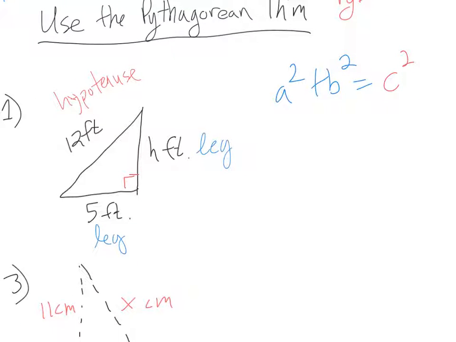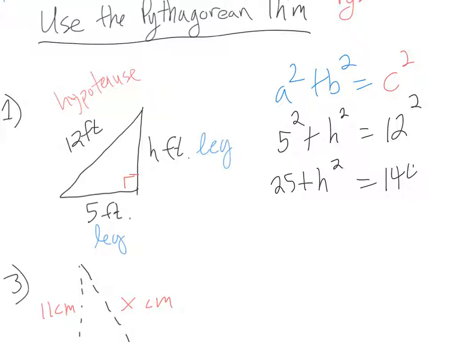So let's go ahead and just plug in what we know. We've got a leg, that's 5 squared, plus we don't really know what this is. It's h. The letter really is arbitrary. It doesn't necessarily matter. We'll just keep it as an h. H squared, and that is equal to the square of our hypotenuse, which is 12 squared. Easy work. Let's just go ahead and simplify. 5 squared is 25 plus h squared equals 12 times 12 makes 144.